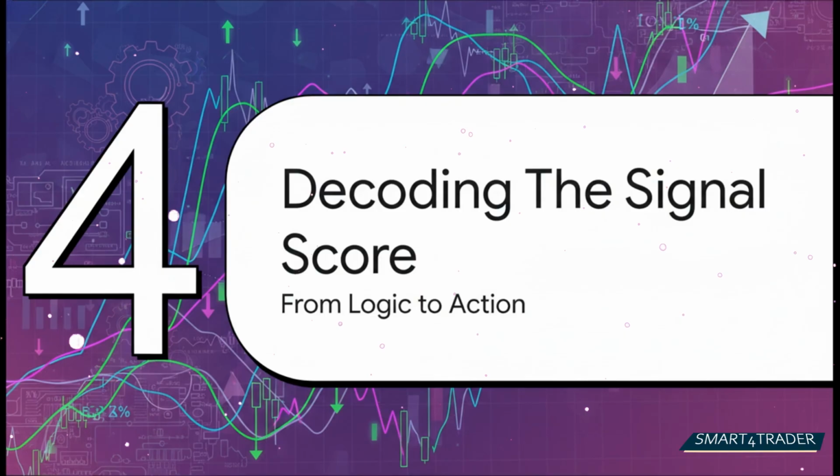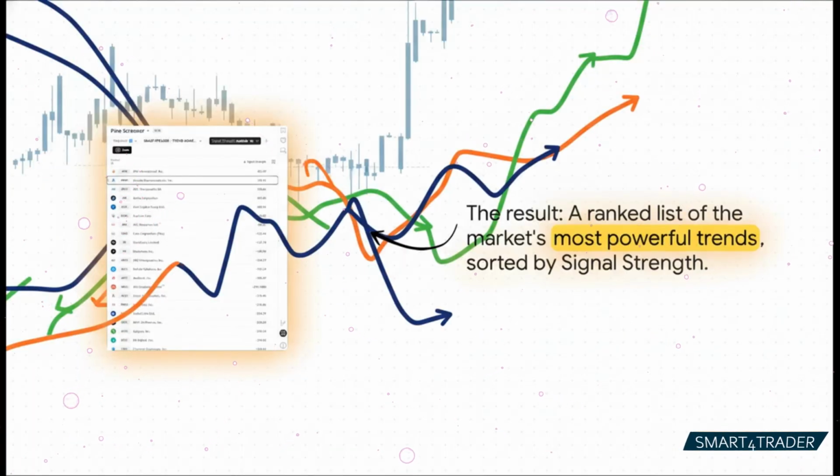And this is what it all leads to, a beautifully simple, clean, ranked list. Everything is sorted by signal strength, so you can see at a glance where the real action is. I mean, just look at the top of this list. ARMP has a score over 350. That's not just a trend. That is screaming that there's an incredibly powerful, aggressive move happening right there.